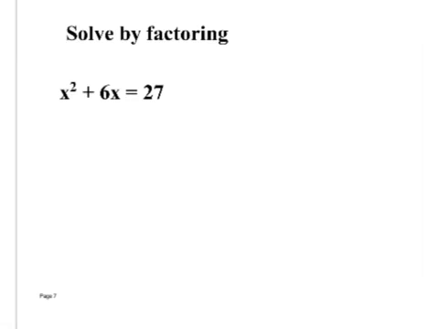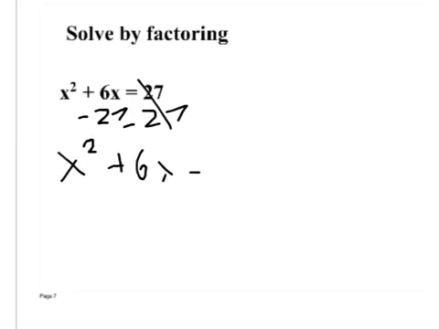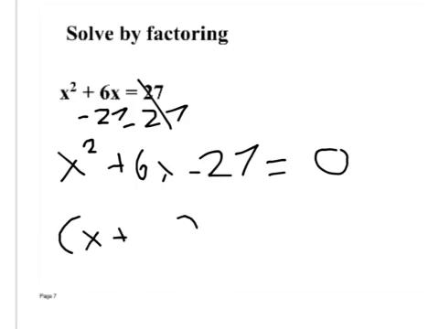So I subtract 27 from both sides, because 27 minus 27 is 0. So I am left with x squared plus 6x minus 27 equals 0. Now I can solve it. So we factor. C is negative, B is positive. So that means it's going to be opposite signs, and they're going to equal 0.